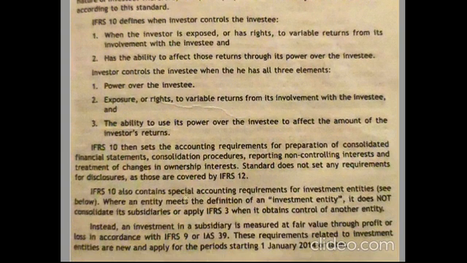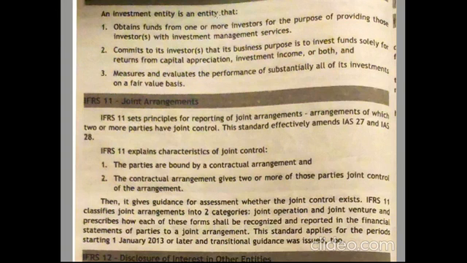IFRS 10 also contains special accounting requirements for investment entities. When an entity meets the definition of an investment entity, it has special treatment. Parent and subsidiary companies prepare consolidated financial statements. Investment entity treatment is also given in IFRS 10, but it is totally different from parent and subsidiary, where there is no need for an investment entity to prepare consolidated statements, because the treatment is totally different. But it has been stated in IFRS 10 how to treat investment entities. Here an investment entity means an entity which obtains funds from one or more investors for the purpose of providing those investors with investment management services.